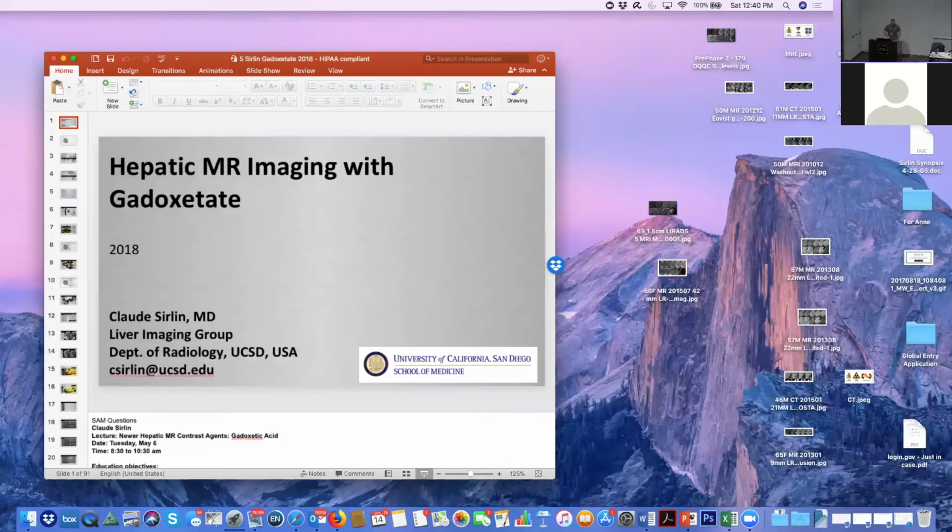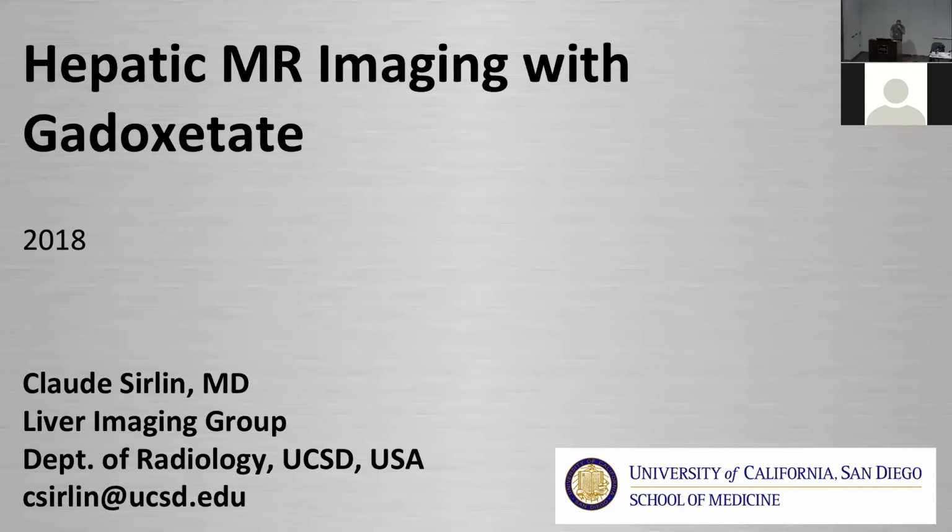Okay, so we're going a little bit out of order, but the last lecture was on contrast agents, so I thought we would start with MRI of the liver with gadoxetate, and this is a little bit of a continuation of the prior lecture.